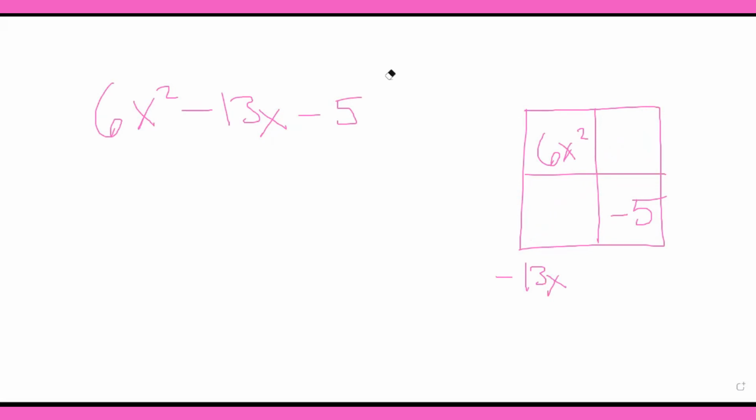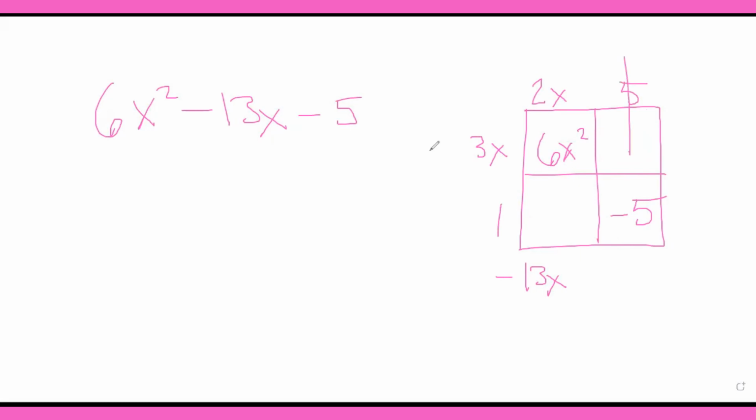So again, this is similar to trial and error. I need two things that multiply to get me to 6x squared. So I could immediately think maybe 2x and 3x. That might be some place to start. And then I go right to my last term. What are factors of 5? So I can only think of 5 and 1.